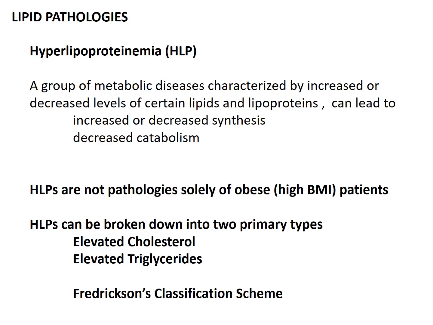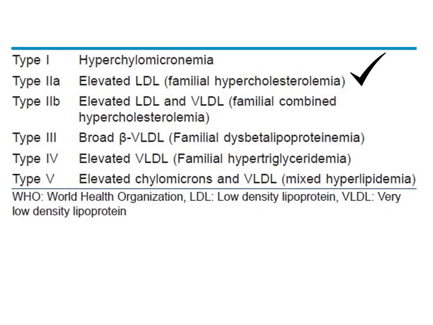And then we can classify these HLPs by something called Fredrickson's classification scheme. So here are 6 different types of HLPs. When you look at it, you can see that each HLP involves a different type of lipoprotein. Now, don't get too worried here. The only one that I'm going to talk about, and the only one that I'm going to have you responsible for in terms of testing, will be the type 2A.